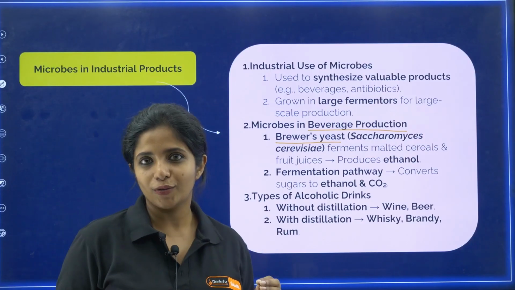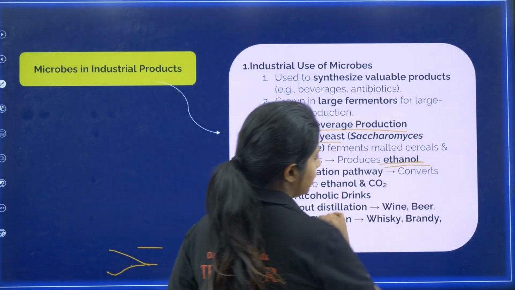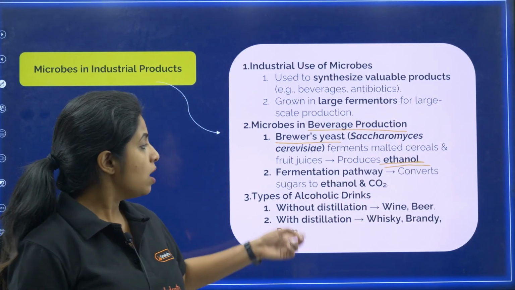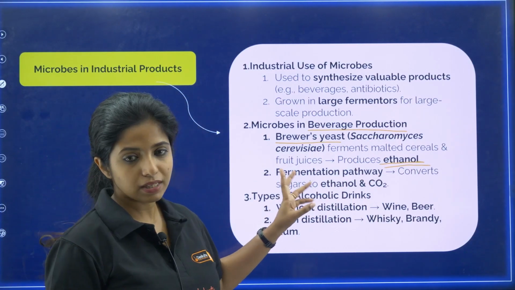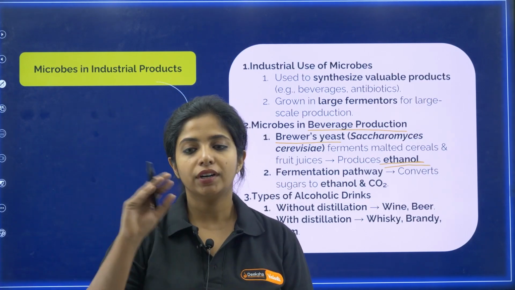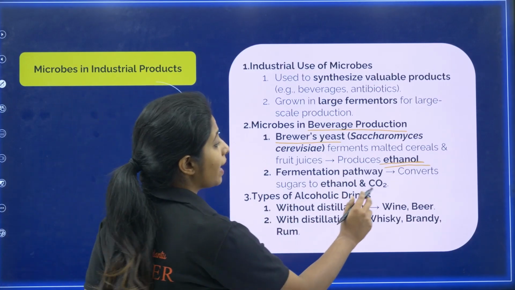And while it does so, fermentation means obviously you have to produce what? Ethanol. So over here, ethanol is going to be produced. Now, how does the fermentation pathway work? Whatever sugar is there, my dear children, it is broken down to ethanol and CO2. That is given. Now the types of alcoholic drinks.